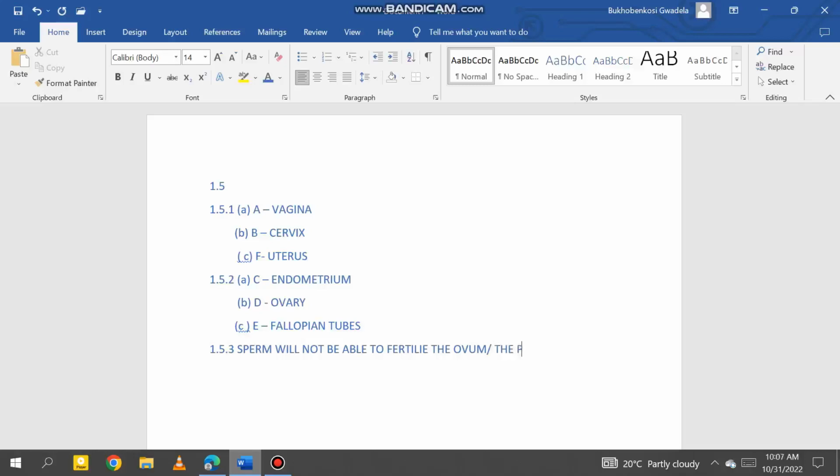So the sperm will not be able to reach the ovum and cause fertilization. That's how it goes for 1.5.3. To be perfect, you are supposed to give one, so it is going to be 1 mark. So we can say the sperm will not be able to reach the ovum and cause fertilization, as you can see that the fallopian tubes are tied off or cut off.